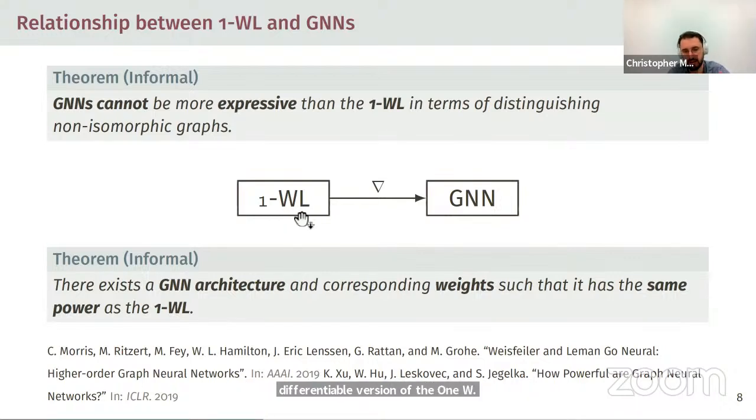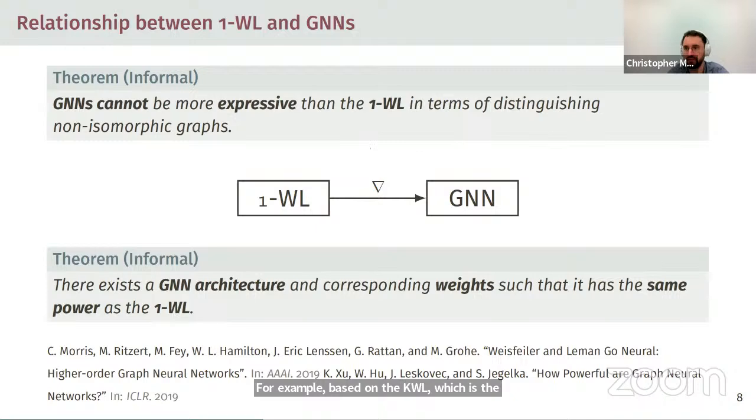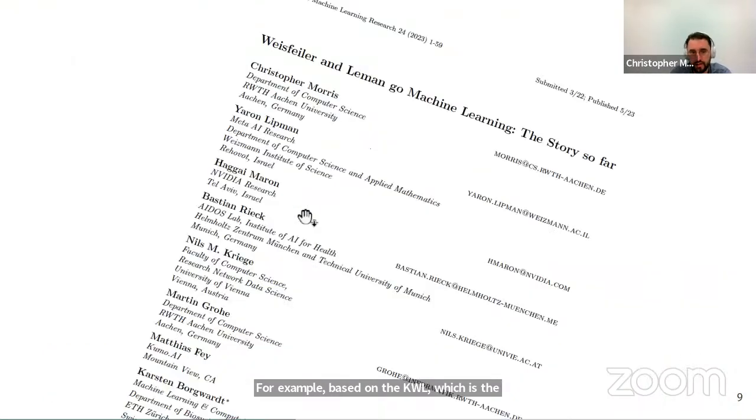Right. And then building on these results, there appeared many papers that try to overcome the limitations of the 1-WL and by that, the limitations of GNNs, right? For example, based on the k-WL, which is a generalization of the 1-WL, or subgraph counts and so on. And we actually wrote a survey about this, Weisfeiler and Leman Go Machine Learning: The Story So Far, where we summarize the state of the art. So if you're interested, check this out.